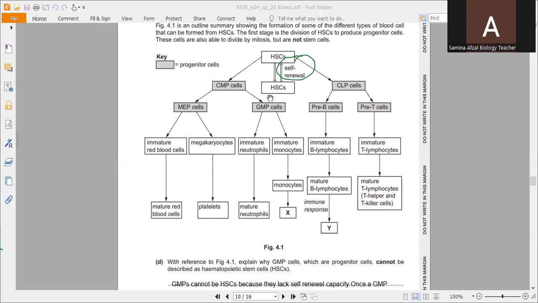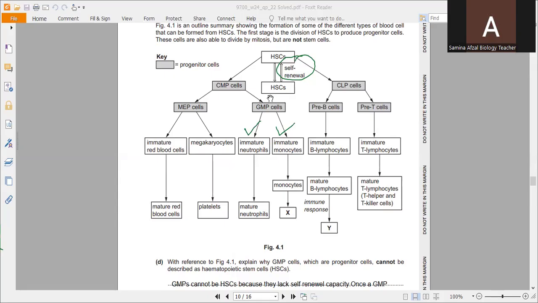On the other hand, the GMP cells differentiate into specific cell types. For example, you can see the neutrophils and monocytes. These are the specific cells which are differentiated. HSCs are multipotent, meaning they can differentiate into all the different types of cells. The diagram shows HSC giving rise to common myeloid progenitors, which subsequently branch into all the various blood lineages.